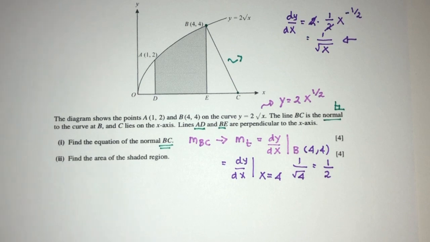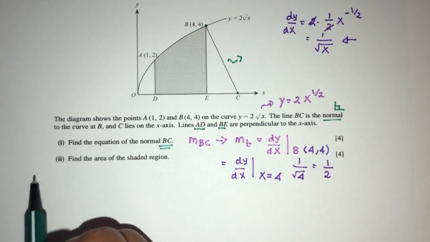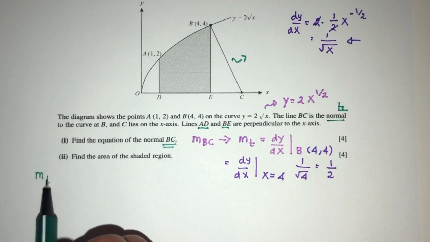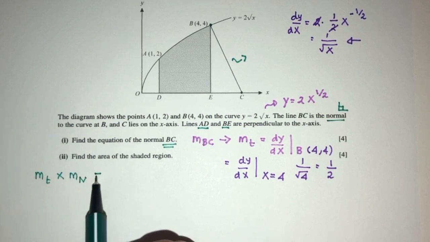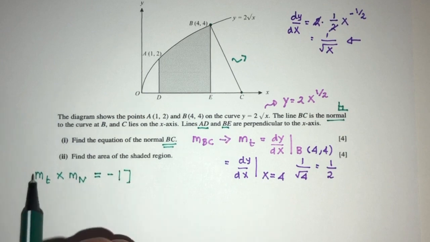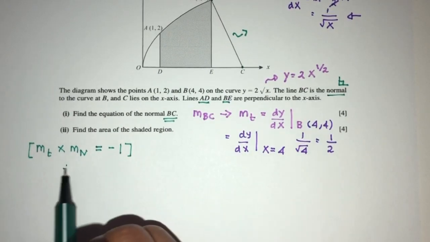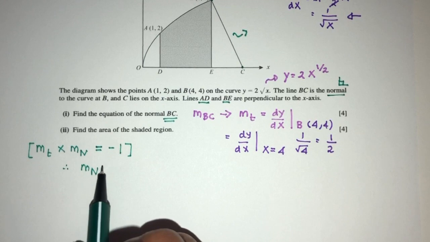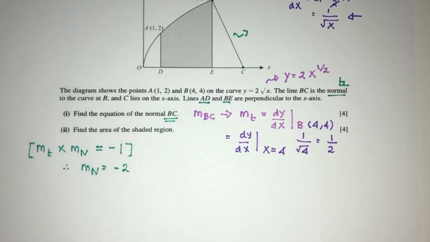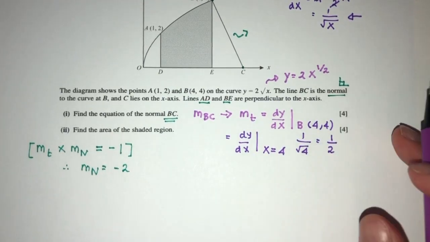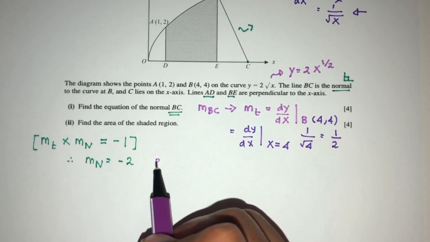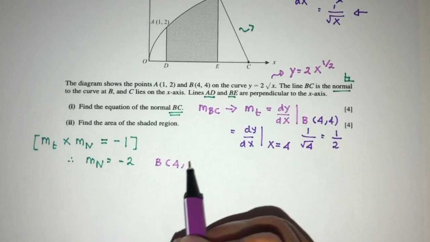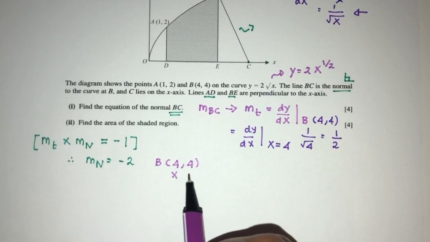Now, the concept behind this is that the gradient of the tangent multiplied by the gradient of the normal, because they are perpendicular to each other, will give you the value of minus 1. So using this concept, the gradient of the normal has to be minus 2. So we have the gradient of the normal line, which is BC. Now to find the equation, we just need a passing point. The passing point is B, obviously, that will be 4 and 4. This is the x value and the y value.